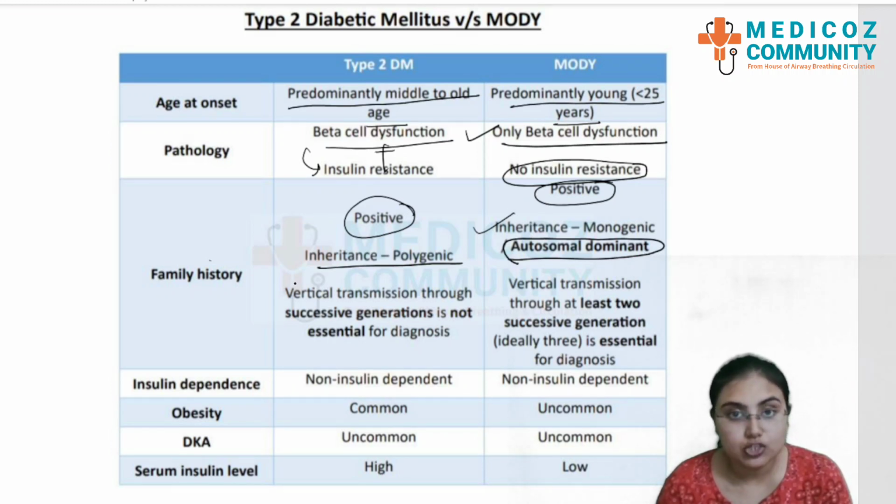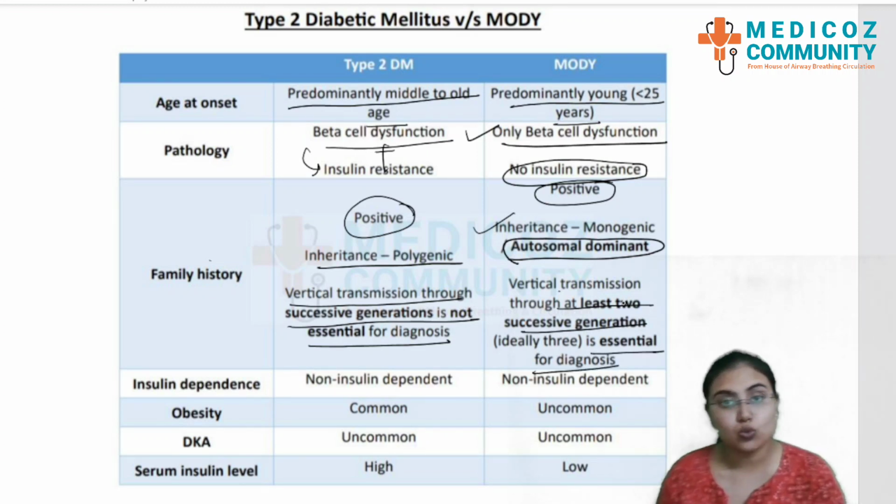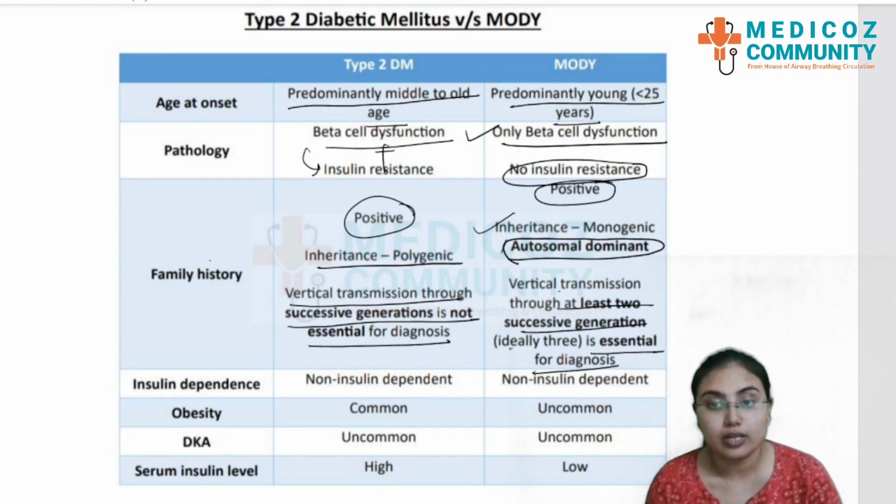What about vertical transmission? Like I just said, successive generation vertical transmission is not essential for diagnosis in type 2. So the parents might not have type 2 DM, but because of the lifestyle, because of the obesity, the child might develop type 2 DM in future when he turns 40s or 50s. What about MODY? In MODY, the vertical transmission through at least 2 successive generations is essential for diagnosis. So at least 2, so ideally 3 is required.